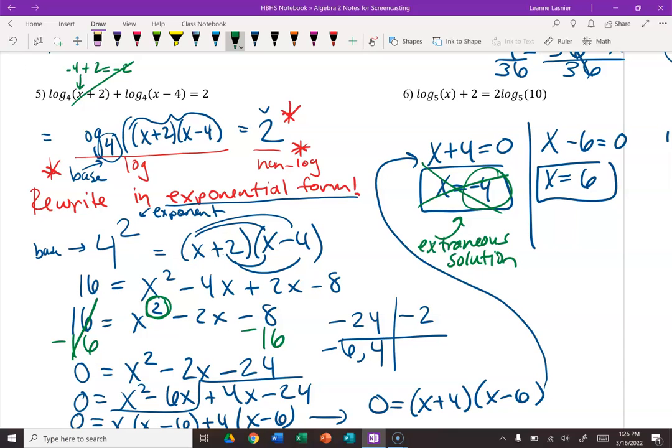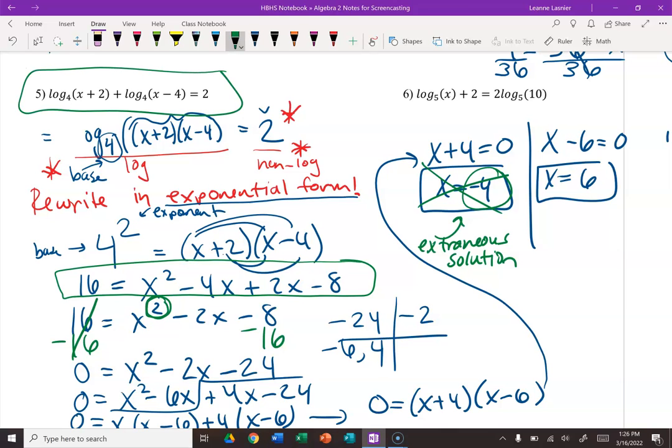Something that we got as a solution to the quadratic equation, right? This equation was quadratic. So that would be a solution to the quadratic equation, but not a solution to this logarithmic equation when the logs are still there. So it's an extraneous solution. So this is our only actual solution.